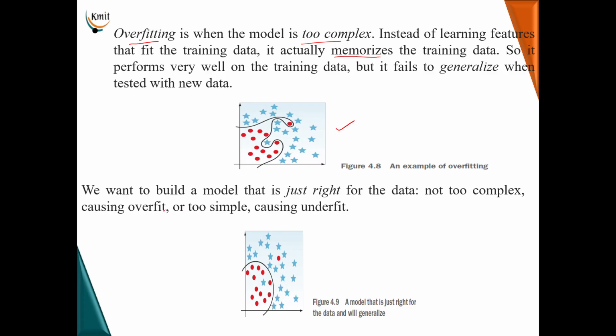Now our aim is to build a model which is just right for the data. That is, the model we are designing is neither too complex nor too simple. If it is too complex, it results in overfitting, and if it is too simple, it will cause underfitting.